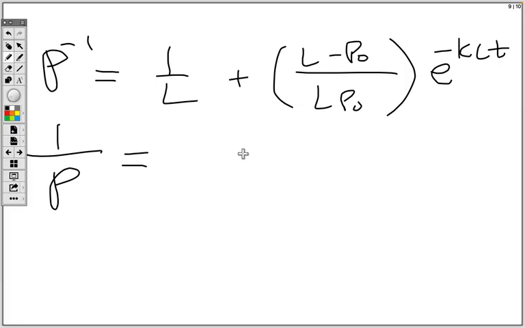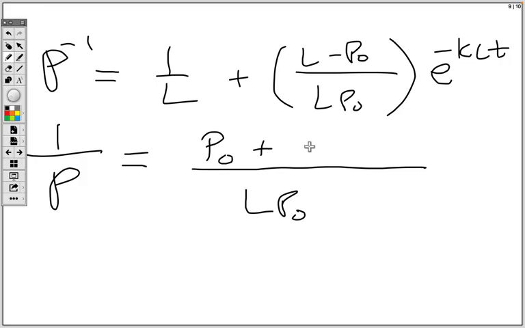So it all depends on how you want to proceed here. We could get a common denominator first and then flip it. I mean, we could do that. Let's do that. What would be the common denominator here? L P naught, and then we would have P naught plus L minus P naught, and I could put e to the KLT down here.